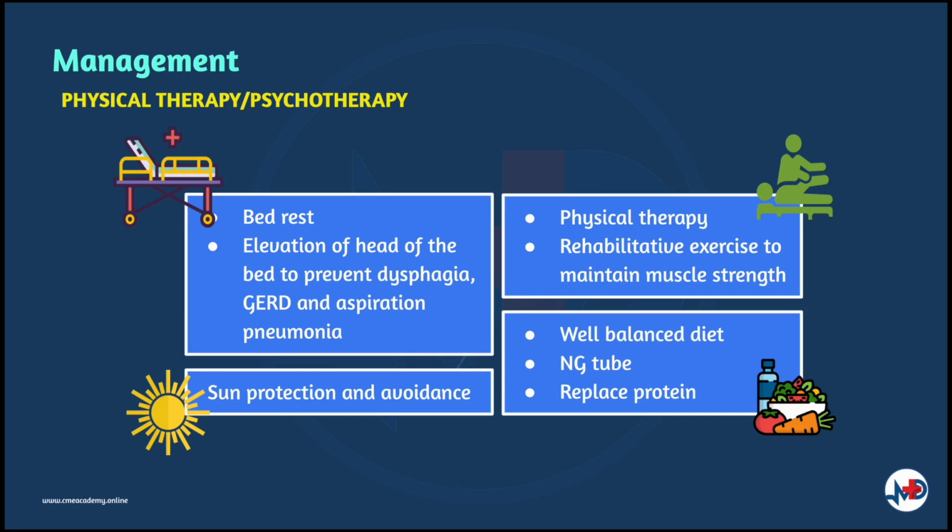Physical therapy and rehabilitative exercises are recommended to prevent contracture and maintain muscle strength. To prevent dysphagia, gastroesophageal reflux disease, and aspiration pneumonia, elevation of the head of the bed can be suggested. Nasogastric tube can be put in for patient to increase caloric input if needed. Sun protection and avoidance, well-balanced diet, and replacement of protein are also the suggested additional therapies for patients with dermatomyositis.